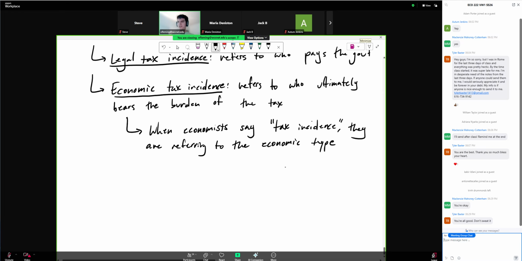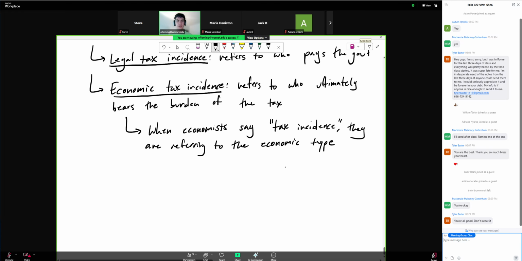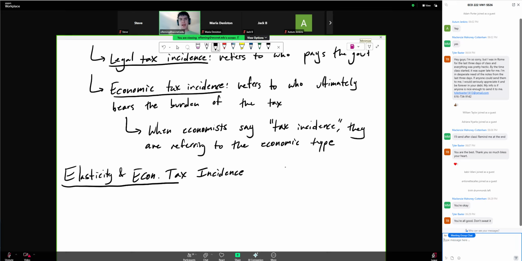Okay, so let's connect this to elasticity: elasticity and economic tax incidence. To illustrate the idea and the distinction between legal and economic tax incidence, we're going to study a specific kind of tax called excise taxes.